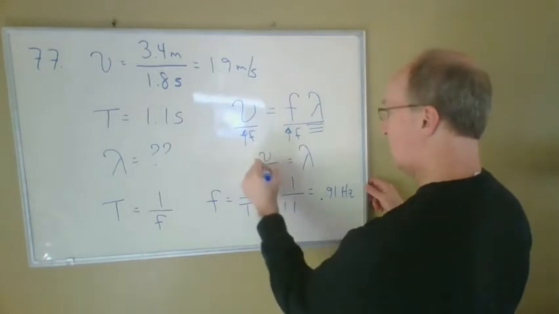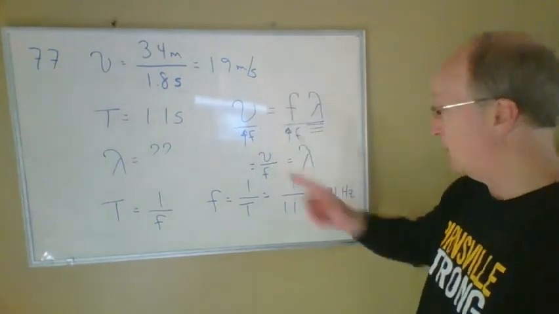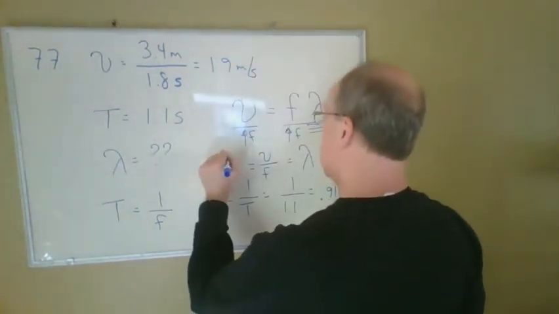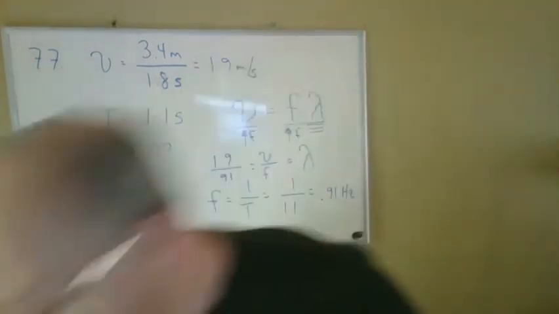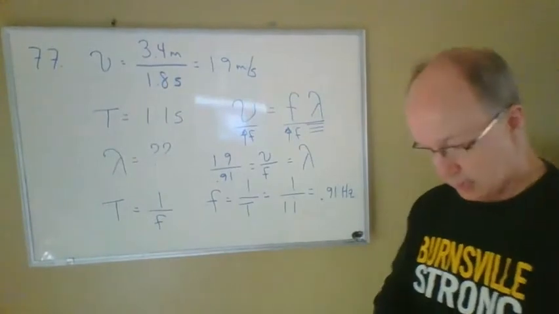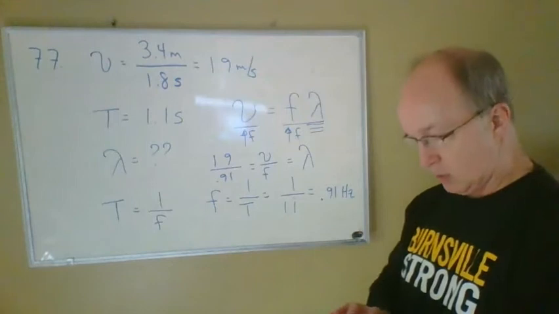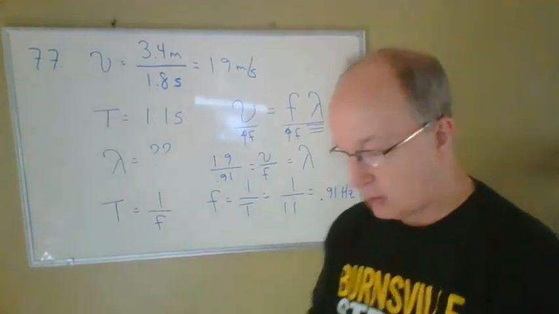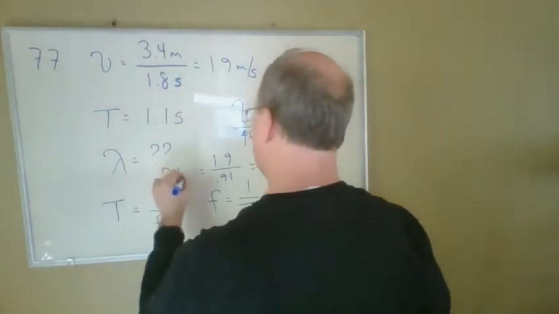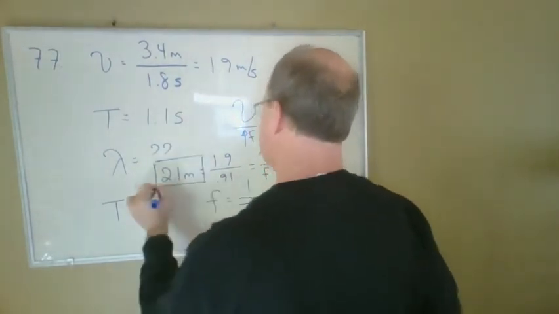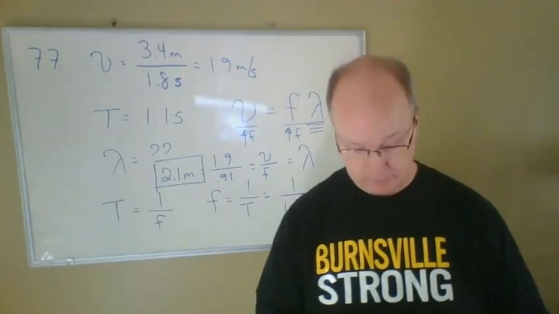And then if I want to solve for wavelength, I divide both sides by frequency. So wavelength is velocity over frequency. So it's 1.9 divided by 0.91. Calculate. 1.9 divided by 0.91, and I get 2.1. And it's a wavelength, so it's meters. So that's my answer. The wavelength of that wave is 2.1 meters.